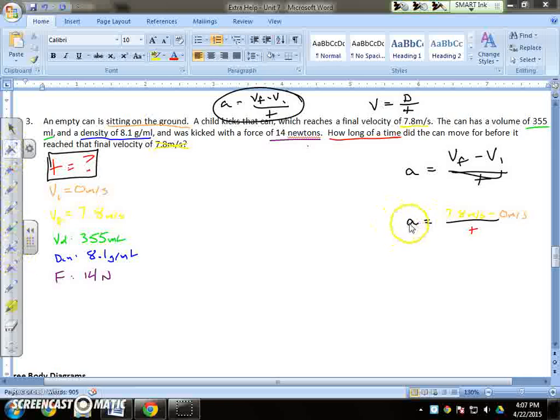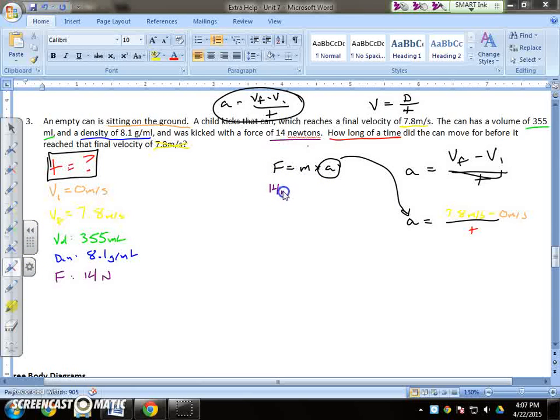But I've still got to solve for acceleration. So my other equation that solves for acceleration is force equals mass times acceleration. So whatever this is going to go right there. I have been given a force. It's 14 newtons, but I have not been given a mass. And so I need to solve for mass as well. And the most useful way that I can do that is density equals mass divided by volume, knowing that I've got density and volume right there.